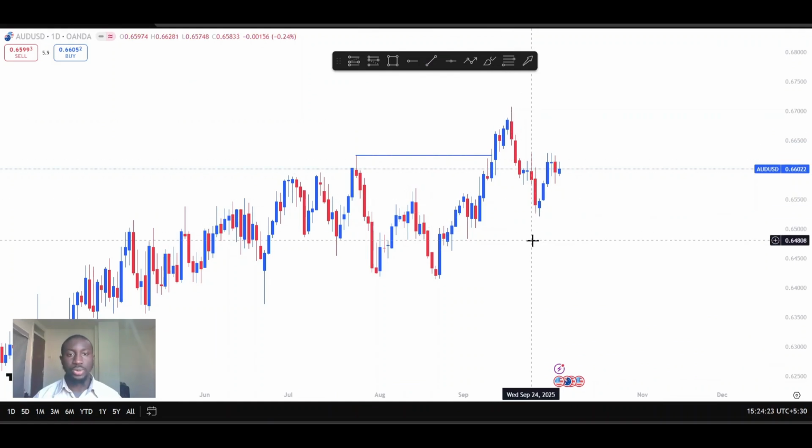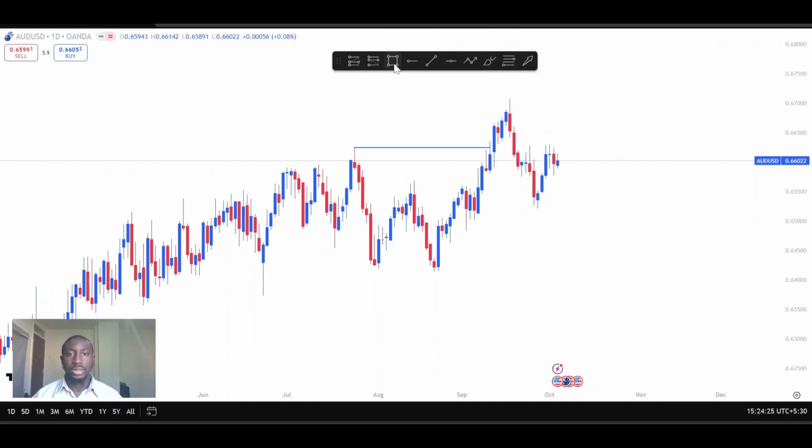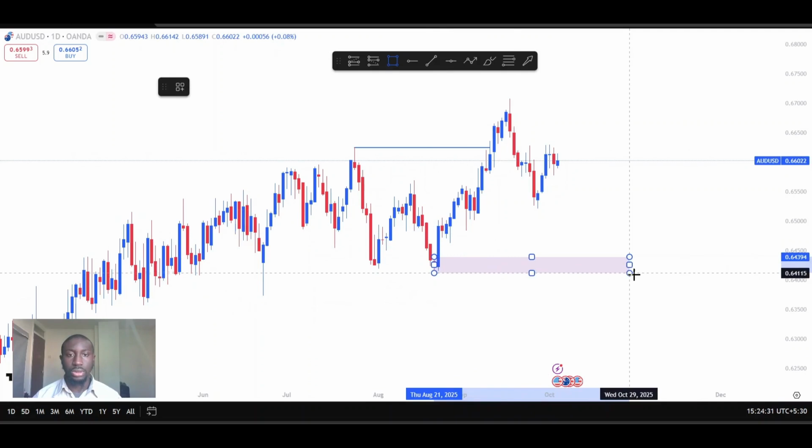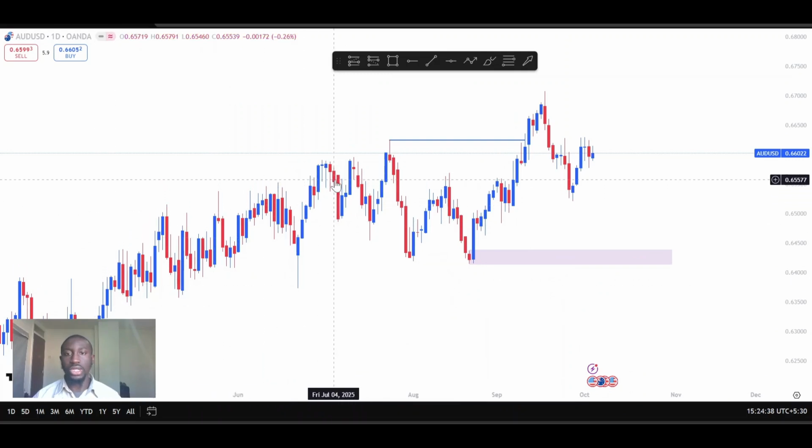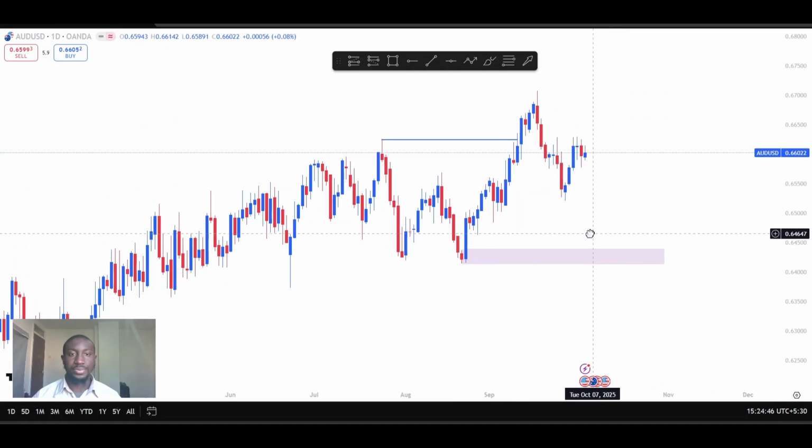Now there's a pullback. What is the low that causes the break of structure? This is the low that causes the break of structure. If you observe, as price was moving up, you're taking out the buy side liquidity, pullback, price tapped into this area and moved again, came back, tapped into this area and moved again. So this zone will still be valid.